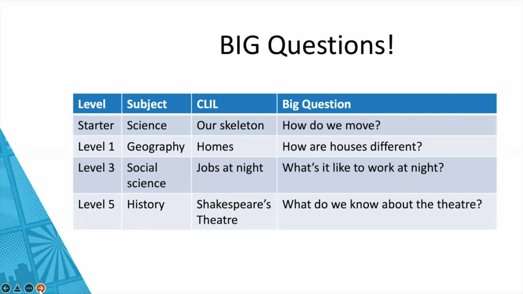I've given you some further examples here, but I haven't yet talked about the purpose of them. What I'd like you to do in the chat box is, can you give a reason why you think big questions are a good idea for CLIL subjects? One or two ideas about the purpose of these big questions and why they're good for CLIL subjects.